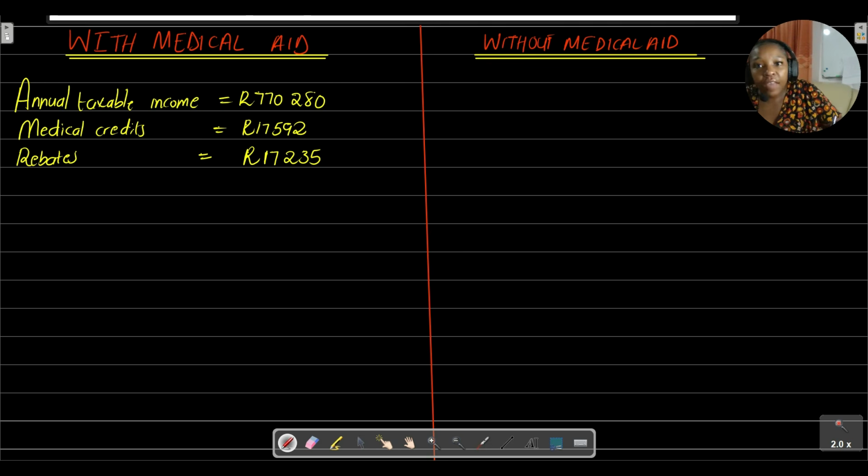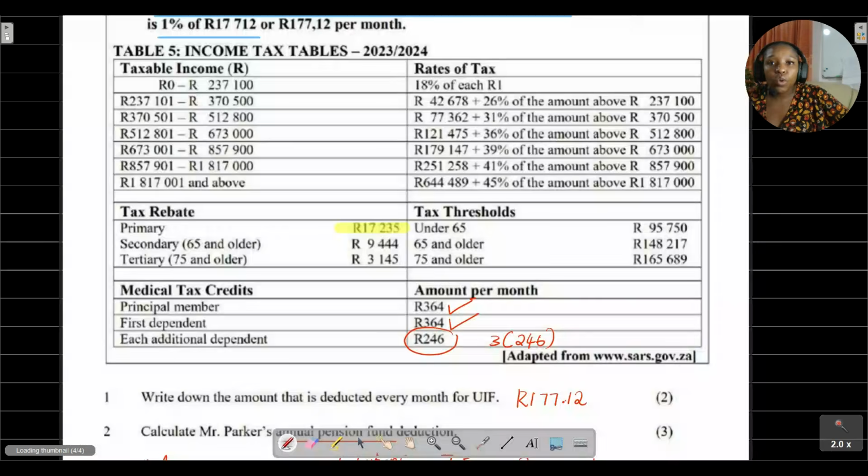So now that we know what his annual taxable income is, we can go to the tax table. We want to determine in which bracket does he fall in. Is it the first? Is it the second? Is it the third? Is it the fourth? Is it the fifth? Is it the sixth? Is it the seventh? So 770,280 is in which tax bracket? We can see it's in the fifth tax bracket.